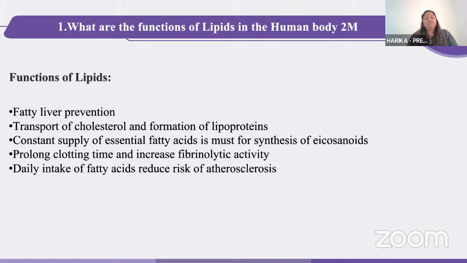They transport cholesterol and form lipoproteins. They constantly supply fatty acids for synthesis of eicosanoids. Eicosanoids are nothing but lipid-based signalling molecules which help in unique ways and give different responses. They also promote and prolong clotting time and increase fibrinolytic activity. The daily intake of fats in our meal will also reduce atherosclerosis.